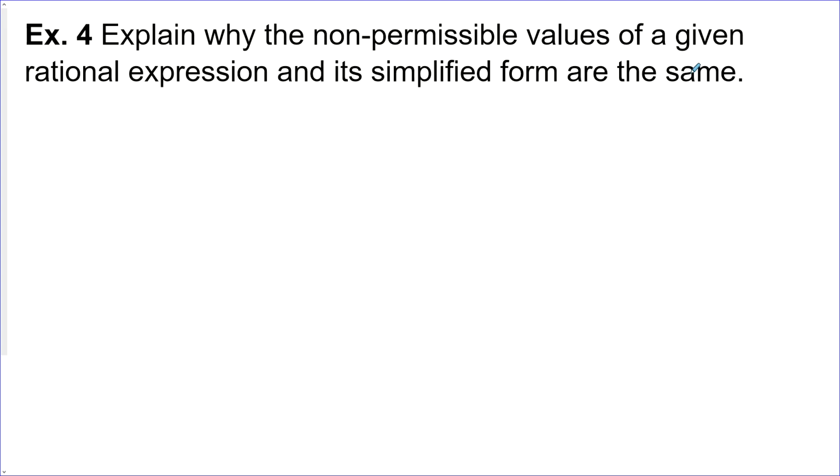Example 4. Explain why the non-permissible values of a given rational expression and its simplified form are the same. They need to be the same so that the given rational expression and its simplified form are still equal. If we simplify away some of the information, then they will not be equal anymore.